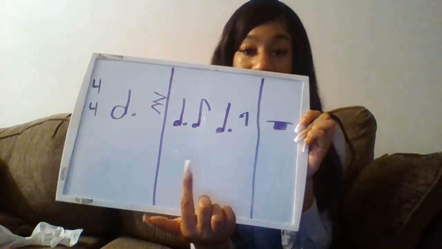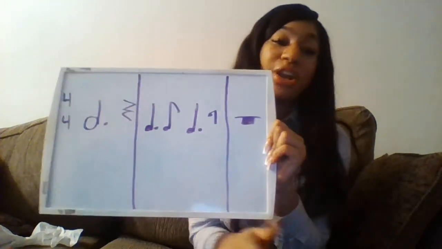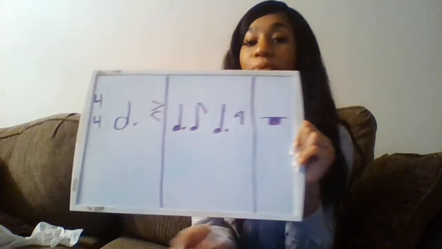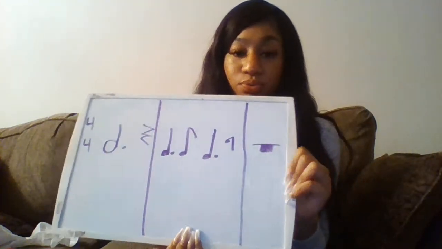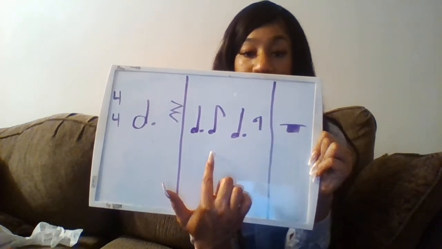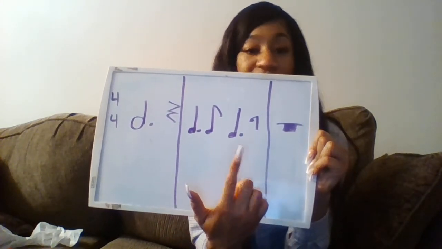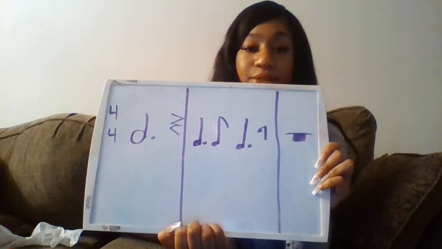I'm going to skip this one because this is the most complicated measure. Okay, and then last but not least, we have the whole rest, and we already know how to do that one. I'm not going to practice that one with you. All right, we know it's 4 beats, and we say sh for 4 beats. Okay, now we have a dotted quarter note with an eighth note, and then we have a dotted quarter note with an eighth rest. Okay, we know that a quarter note by itself is 1 beat.